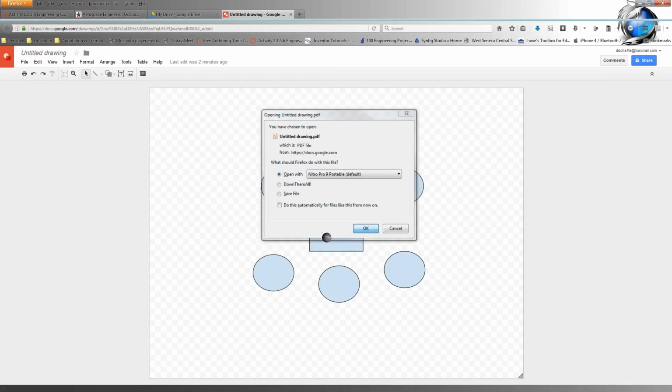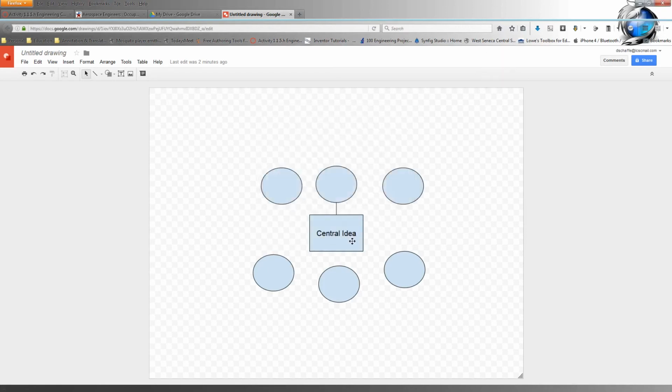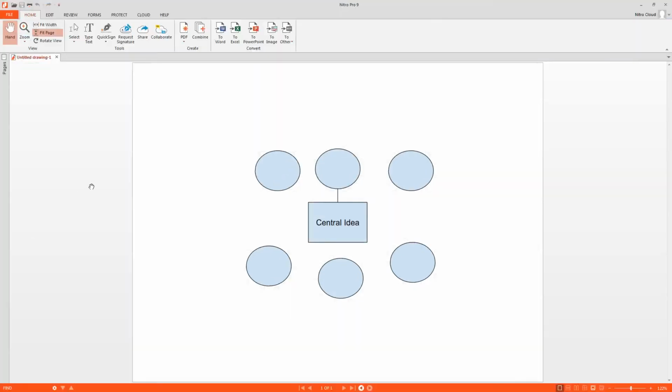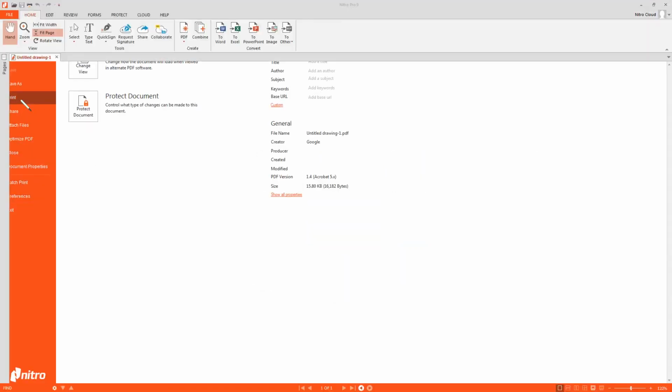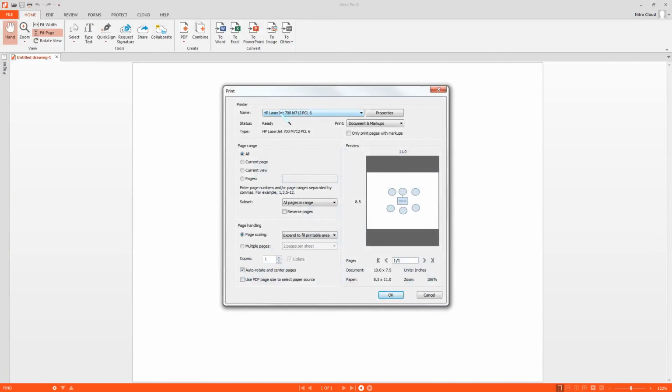So here we're going to open up our file, and it's going to open up in this PDF reader, and then we'll go to File, Print, and then we'll make sure the LaserJet 700 is selected, and we'll be able to print that file out to the printer, which then you'll need to make sure you put your name and period number on in the bottom right corner and turn that in.